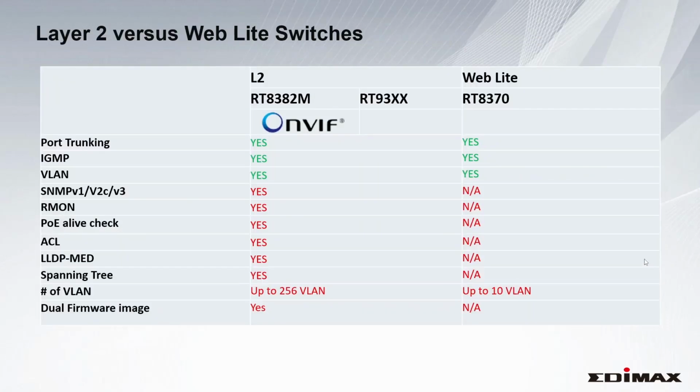Now let's talk for a moment about the differences between Layer 2 and WebLite switches. For Layer 2, we have a series equipped with the ONVIF functionality, which we'll talk about in a moment, and one without this function. The difference is also visible in the series of chipset used. The WebLite switches are mostly based on the Realtek RTL8370 solution and are not equipped with all of the features which are available in the full Layer 2 solutions. However, we can still use basic features like, for example, port trunking, IGMP, or creating separate VLANs.